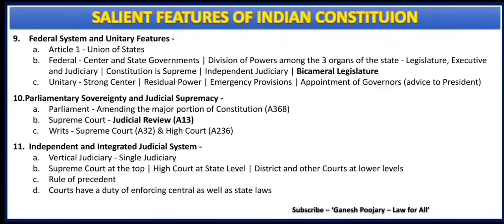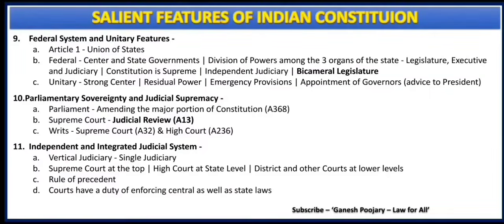The ninth feature is that the Indian Constitution is a mixture of a federal system as well as unitary features. Now Article 1 of the Indian Constitution says we are a union of states. That way it makes clear that we have a federal system. We have a federal system in many ways. We have central and state governments. We have division of powers among the three organs of the state, that is legislature, executive and judiciary, and we believe that the constitution is supreme. We have an independent judiciary and we have a bicameral legislature. Bicameral means we have Lok Sabha and Rajya Sabha. So we have this system which says that we have a federal system.